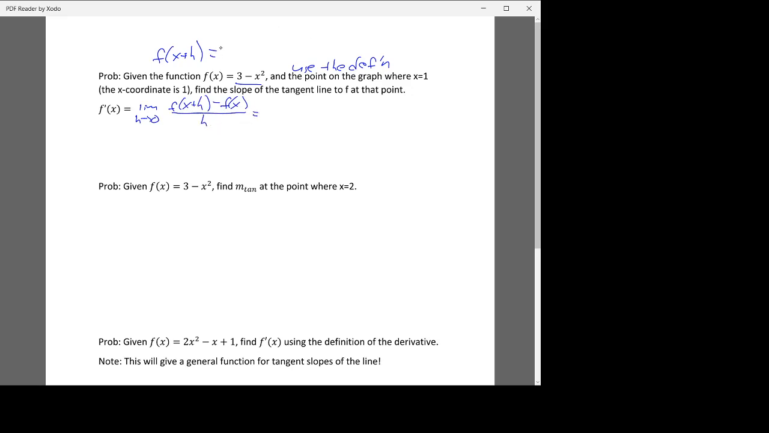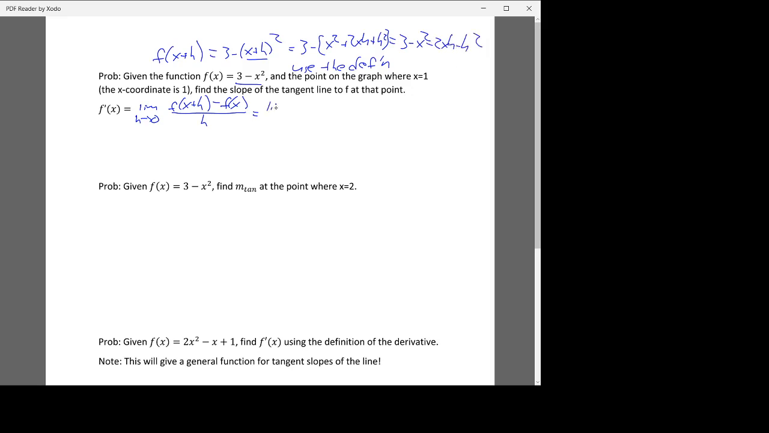All right, so f of x plus h is 3 minus, and then where the x is, we put x plus h. Right? 3 minus, and that was x, now it's x plus h. So 3 minus, and that's going to be x squared. This is an easy one we know, right? x squared plus 2xh plus h squared. We need x plus h squared to get that, but it's actually going to make a bunch of negative terms. 3 minus x squared minus 2xh minus h squared.